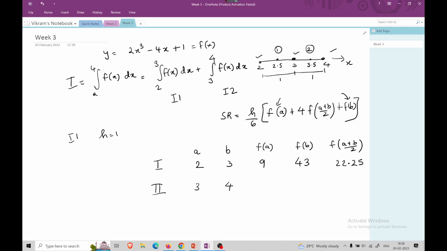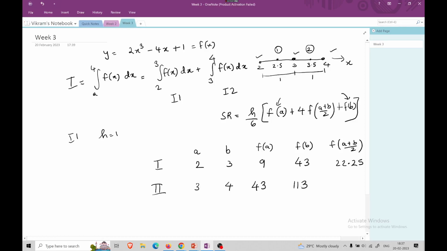So f of a is nothing but f of 3. F of 3 is already calculated, so it will be 43. F of 4 we have to calculate. 4 cube, which is 64, into 2, which is 128. 128 minus 16, 4 into 4, is 112, plus 1, which is 113.